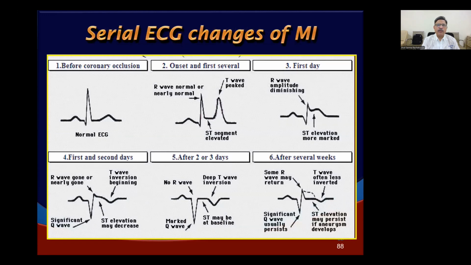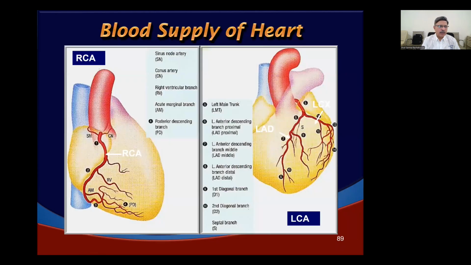Serial changes: normal ECG, ST elevation, further ST elevation, hyperacute T waves, peaked T waves, then ST returns to normal, Qs have formed, T inversion, then ST has become baseline, T inversion continues, Q waves are there, and finally the ST segment may be normal and T inversion may also get corrected, with the Q waves remaining. This is the serial changes of the ECG.